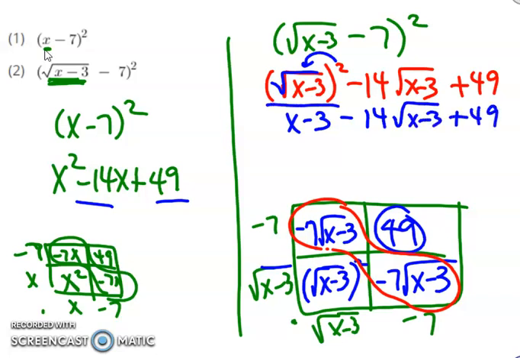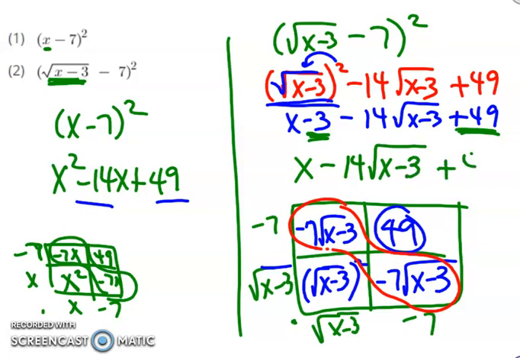So keep in mind that, like when we did imaginary numbers, we have something like 16i squared. We replace the i squared with negative 1, because that's our rule. Here, as we're squaring a square root, that makes the exponent 1, so we replace that with simply what's underneath the square root. We do have a pair of like terms: the negative 3 and the 49. So the final answer is x minus 14 times the square root of x minus 3 plus 46. It's 49 minus 3, which is 46.